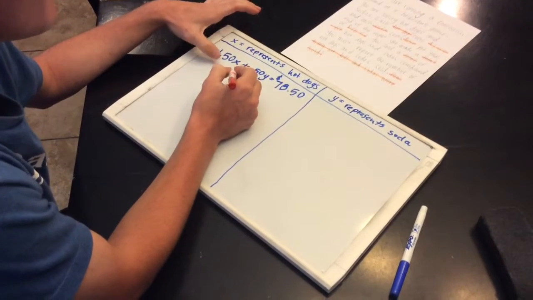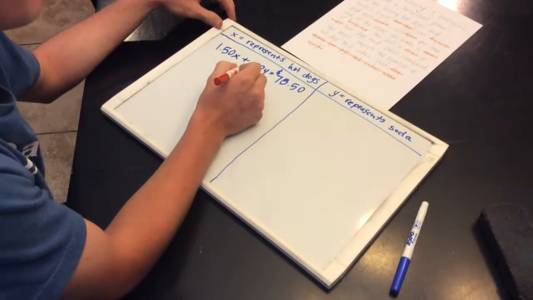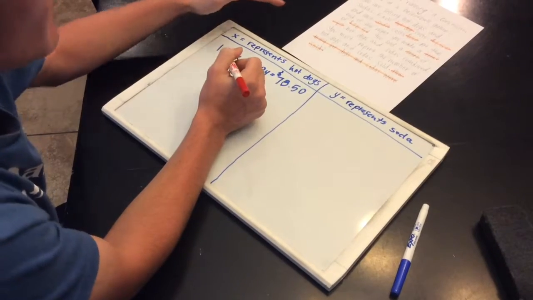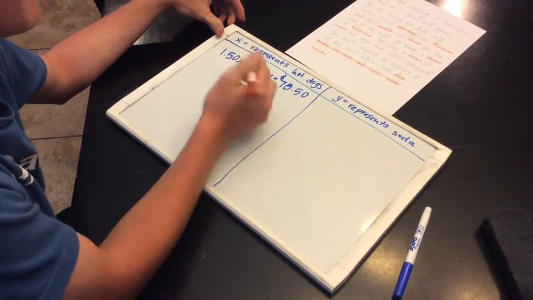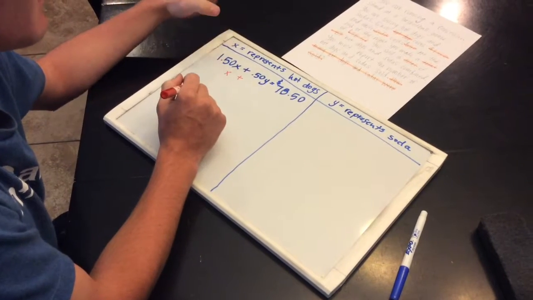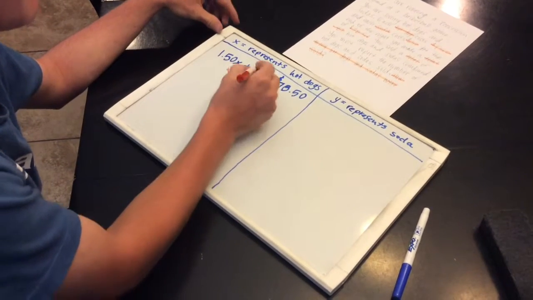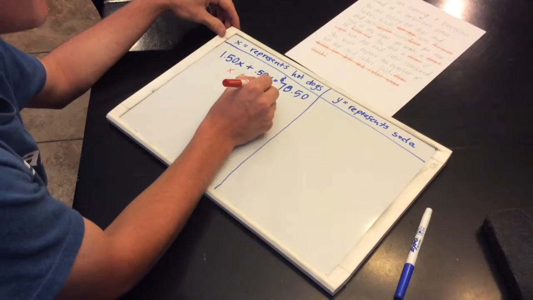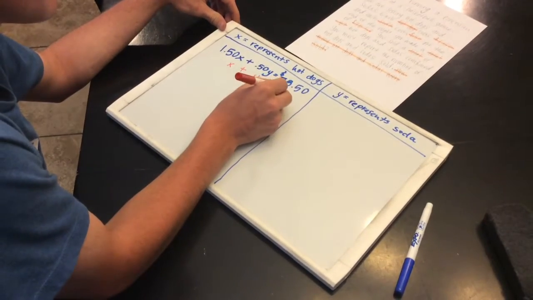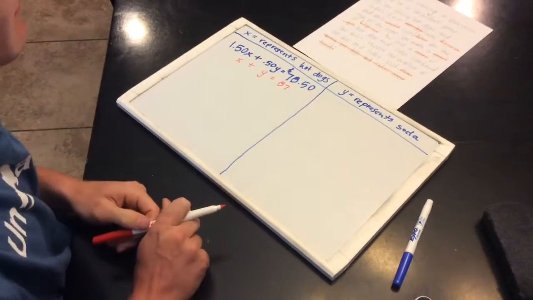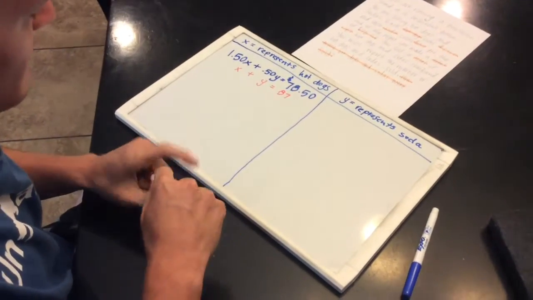So we know that we need a total of 87 of the two being sold. So X represents the hot dogs being sold, and Y is the soda. And we know that we sold 87.